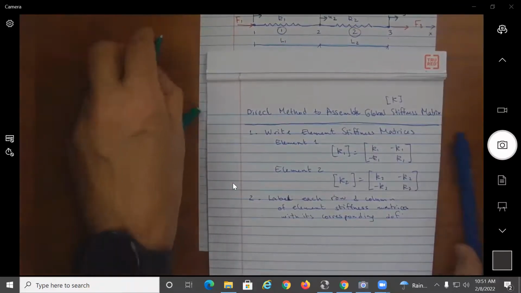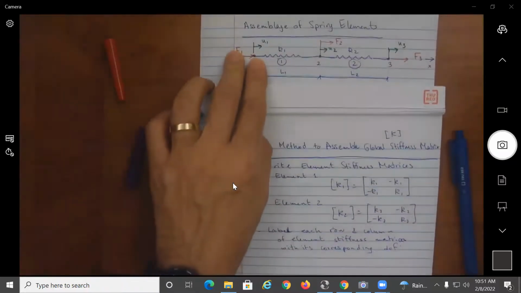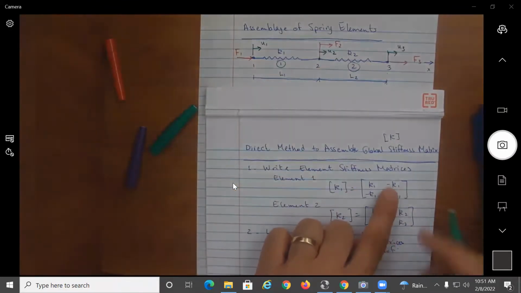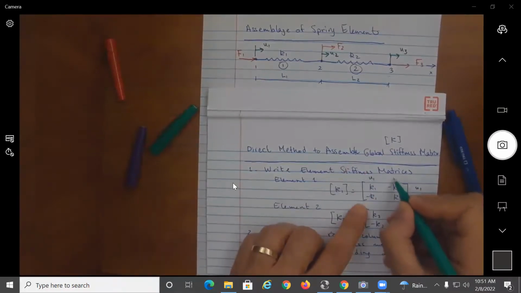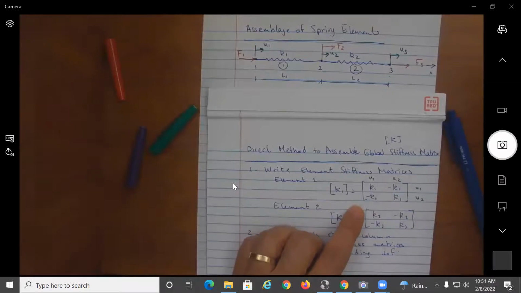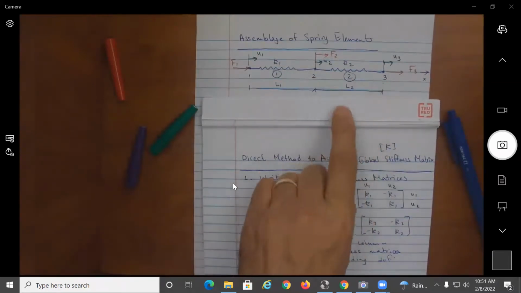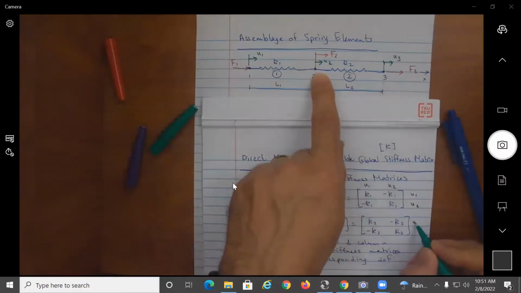So what would that mean? I'm going to come here to K1 and say, oh, element 1 extends between 1 and 2. So row 1 must be related to the first degree of freedom U1. And row 2 must correspond to the second degree of freedom U2. And column 1 would also relate to U1 and column 2 to U2. I'm going to go to element 2 and say, okay, element 2 extends between 2 and 3. The first row relates to U2, second to U3, likewise first column and second column.